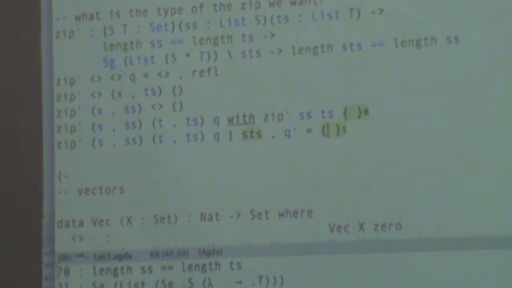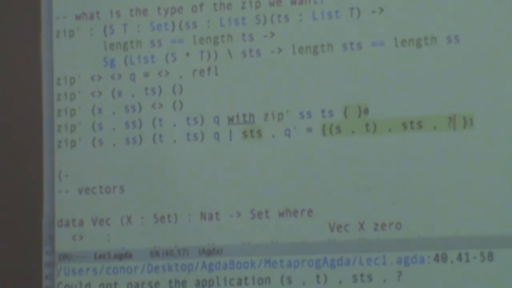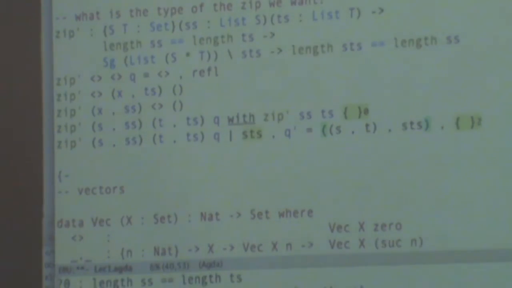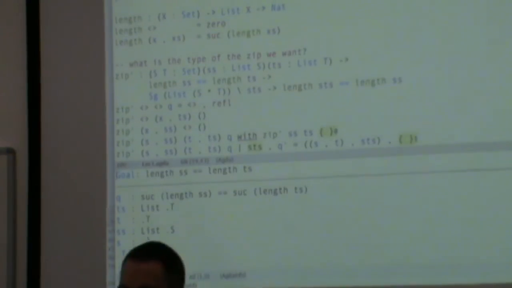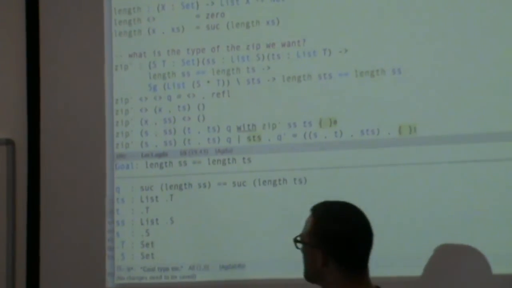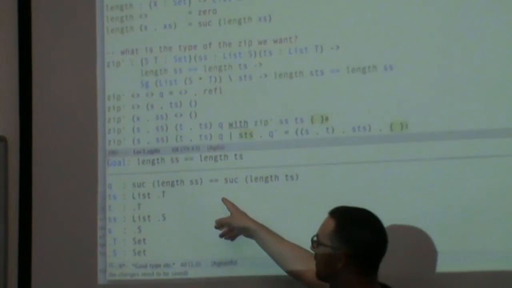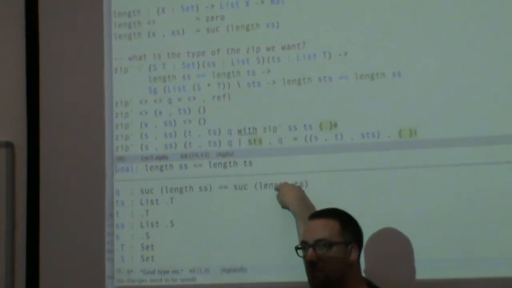Okay, so let's see. We now have two goals, but now I can fill in ST and STs. That's going to be the answer, and then I'll have to do a proof about it. Couldn't parse that. Why couldn't you parse that? Never mind. Actually, that's the right thing to do anyway. Okay, so what are our outstanding goals? In order to make the recursive call, we are obliged to show that the lists we are zipping are the same length. We have to discharge this proof obligation given this information, which ought to be possible.